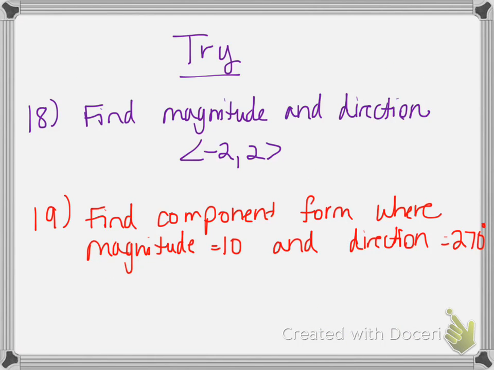Okay, so there's 4 try problems. Here's 2 of them. First one says find the magnitude and direction. Remember, this is component form, so you graph it, and then you figure out the distance of the line and then the angle. And the next one, find the component form where the magnitude is 10 and the direction is 270. Remember that 10 is a length, 270 is an angle, so you do the angle and then 10, and then you can figure out what point that would be.